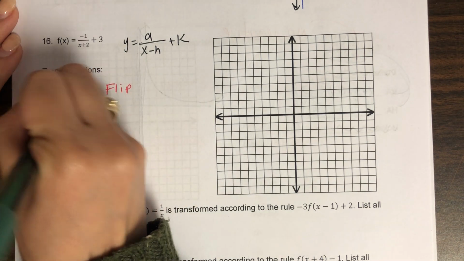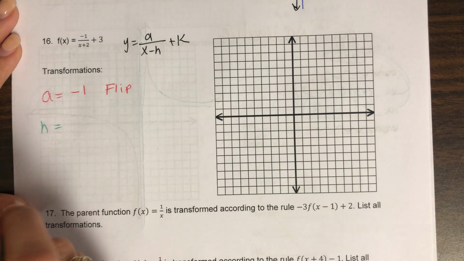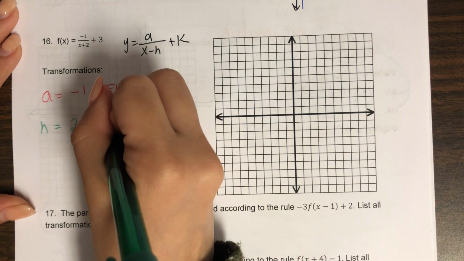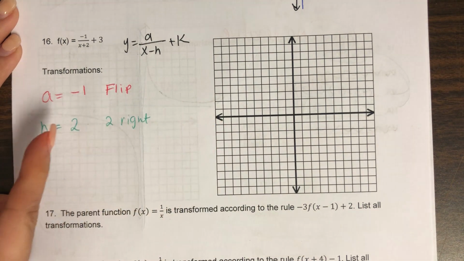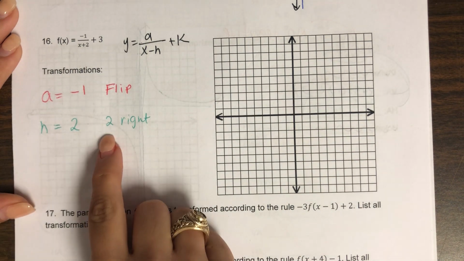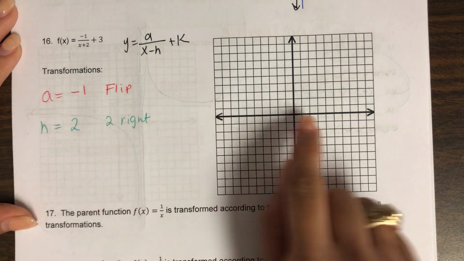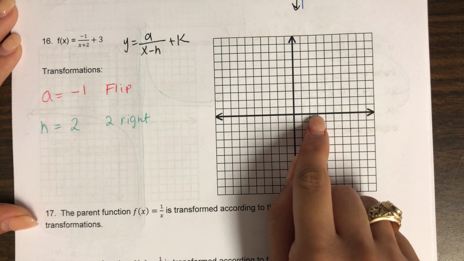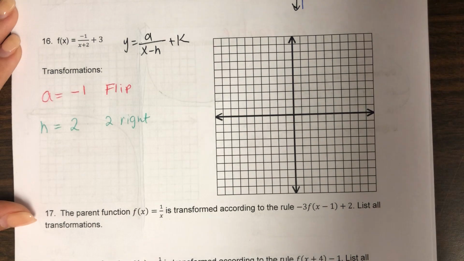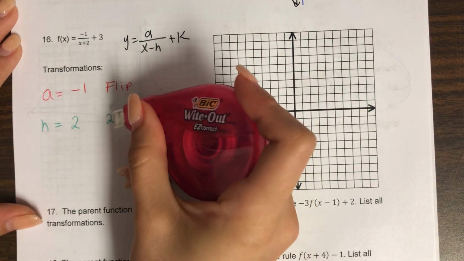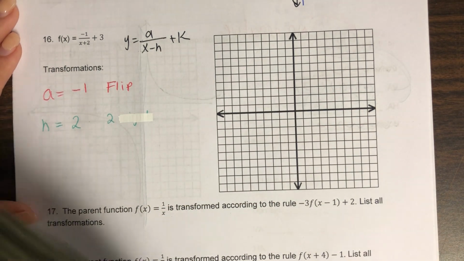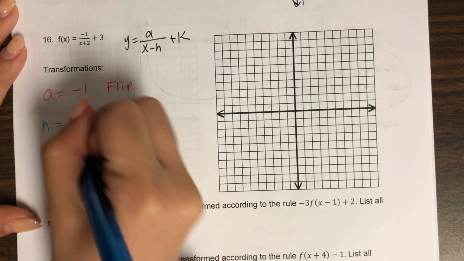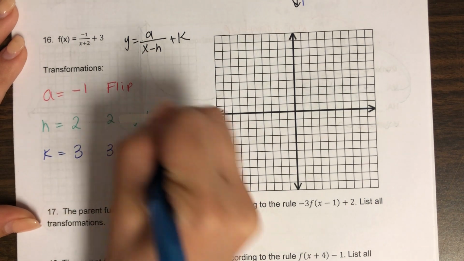My h is telling me what? It is 2. That means it's going 2 to the right. I know it sounds weird because usually when it's a +2, it's going to the left. Wait a second. It's a +2. But it's the opposite. So it has to be, oh man, I wrote this wrong. All right, let's move on. So K is going to tell us up or down. So this is 3 and this is 3 up.